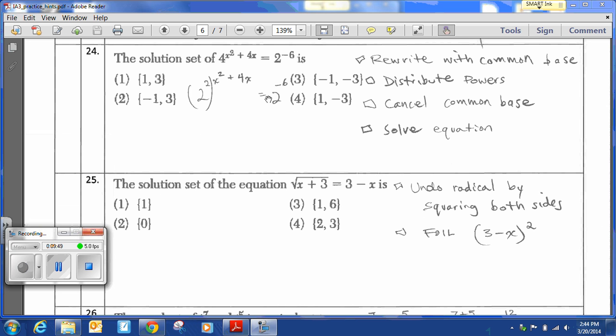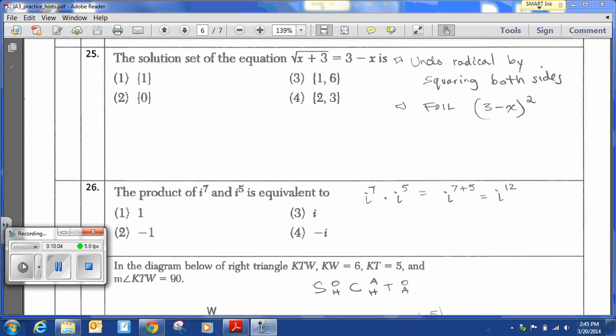Number 24, you have an exponential equation, so you want to rewrite this using common bases. Once you do that, I did the first step where you distribute your powers, cancel the common bases, then solve the equation. Number 25, if you're ever stuck, just take your answer choices and plug them back in to see which one works out for the equation.